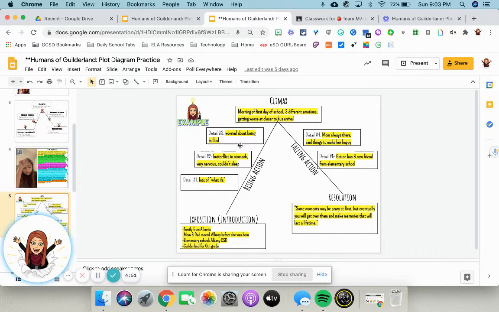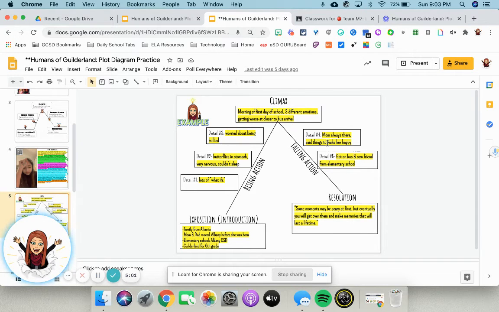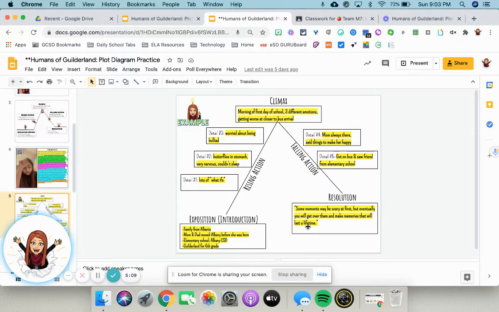The three details that are the rising action. Here's the climax, the morning of the first day of school, how nervous she was. The falling action, right? Her mother being there for her, saying things that were making her happy. She got on the bus, she saw a friend from elementary school, and here's the quote that she puts in the end to tell us what the lesson is.